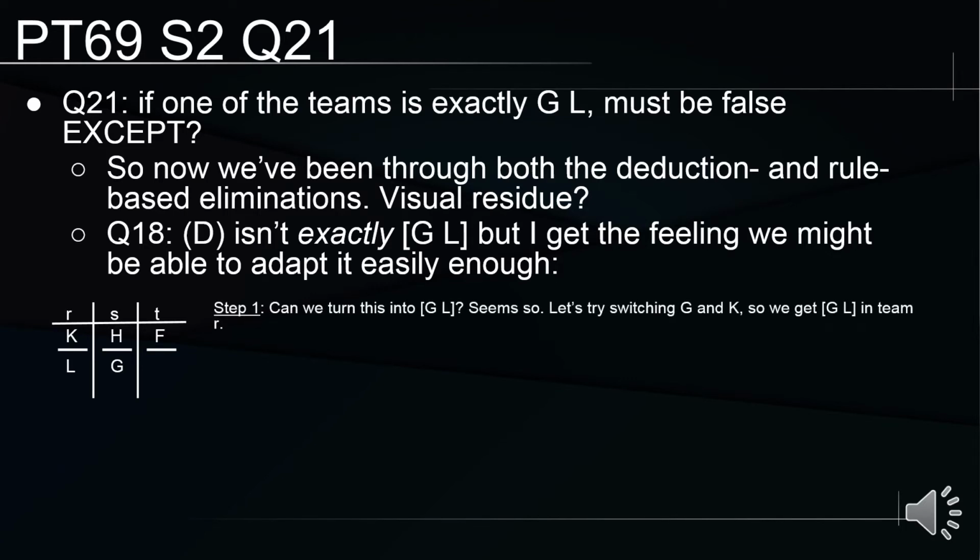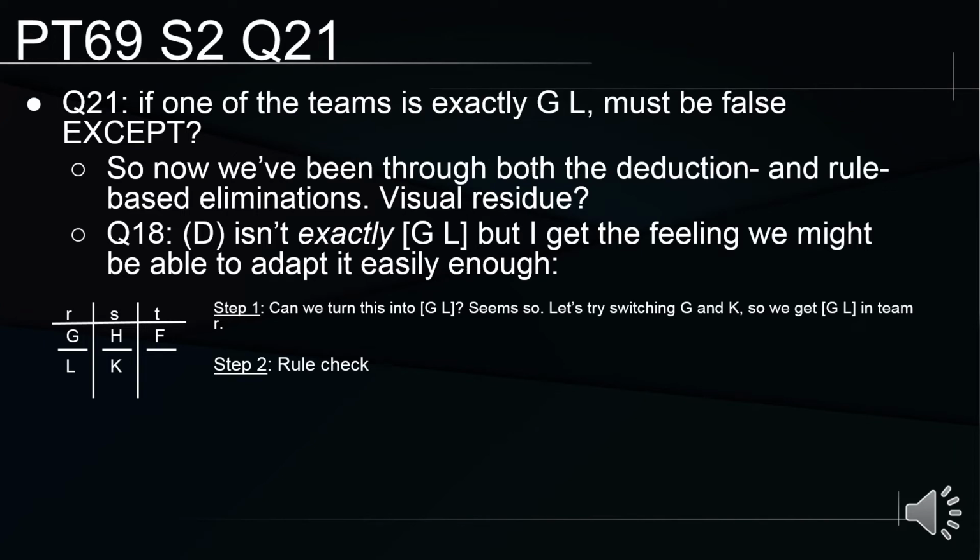So step 1 is to ask ourselves, can we turn this into a situation where G and L are on a team together and that they are the entire team? It seems so. The easiest way, visually for me, looks like we can just switch K and G. That's where my mind goes. I see K and L together, let's make that G and L together. That's literally my thought process. So let's do that. Let's take away where K and G are now and just flip their position. So now we have GL and HK.